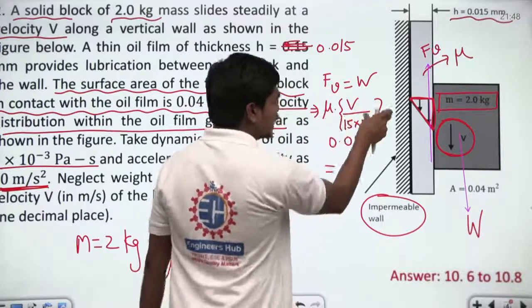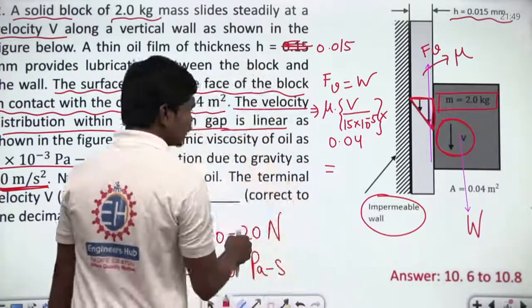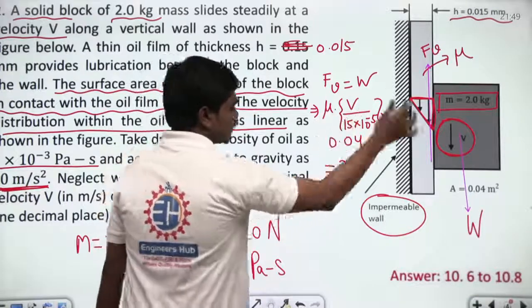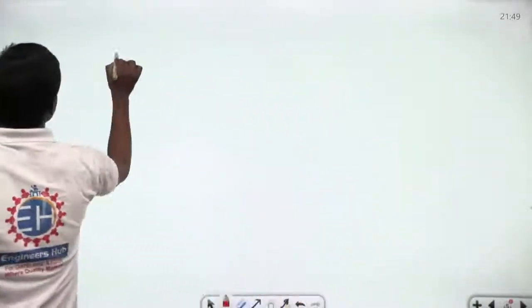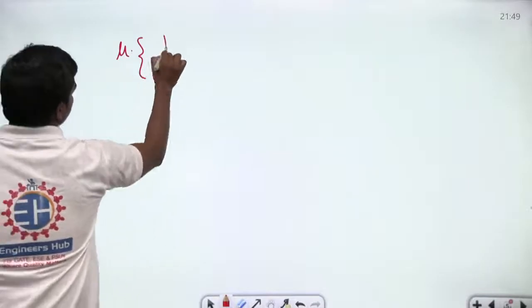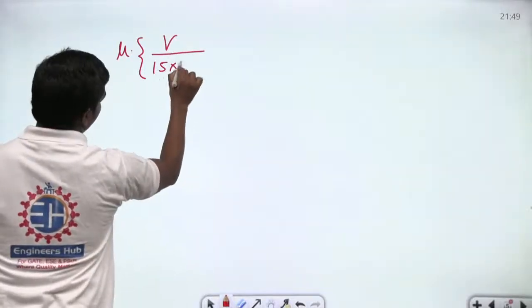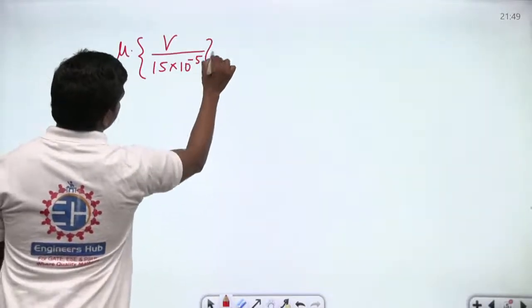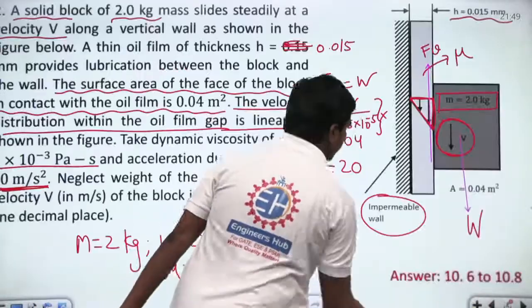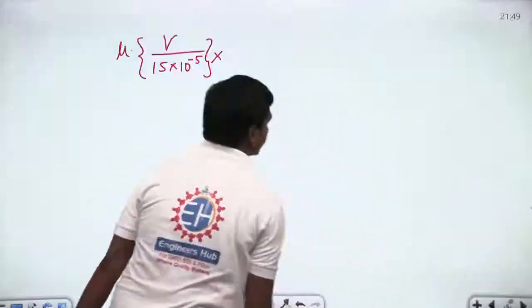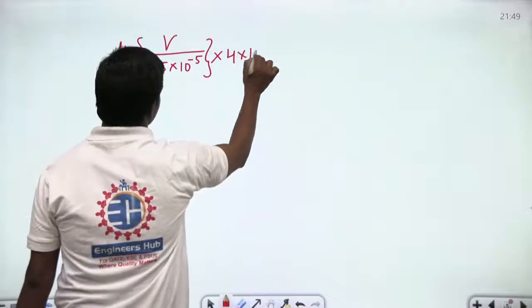The shear stress into this area should be equal to the weight, which is 20. Correct? So let us write this equation in the next part. So mu into V by 15 into 10 to the power minus 5, into the area in contact, which is 0.04. Let us write this as 4 into 10 to the power minus 2.